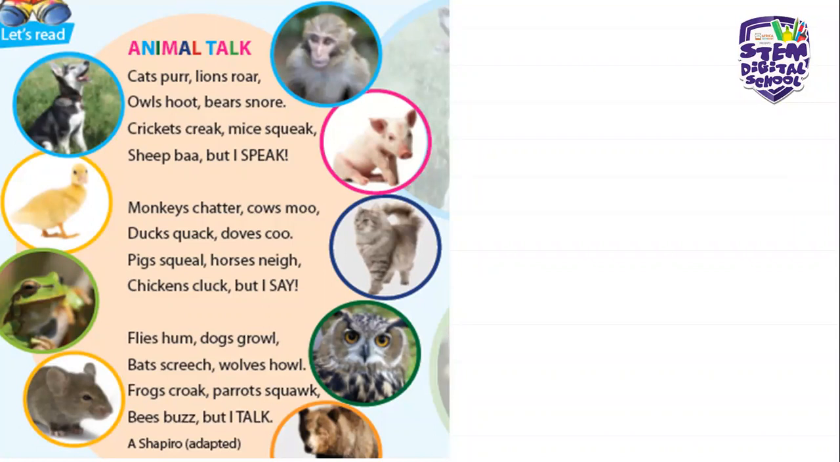Okay, I'm going to begin to unmute you and then you can read it to me. Animal talk. Cats purr, lions roar, owls hoot, bears snore, crickets creak, mice squeak, sheep bear, but I speak. Monkeys chatter, cows moo, ducks quack, doves coo. Pigs squeal, horses neigh, chickens cluck, but I say. Flies hum, dogs growl, bats screech, wolves howl, frogs croak, parrots squawk, bees buzz, but I talk. Perfect, thank you so much.